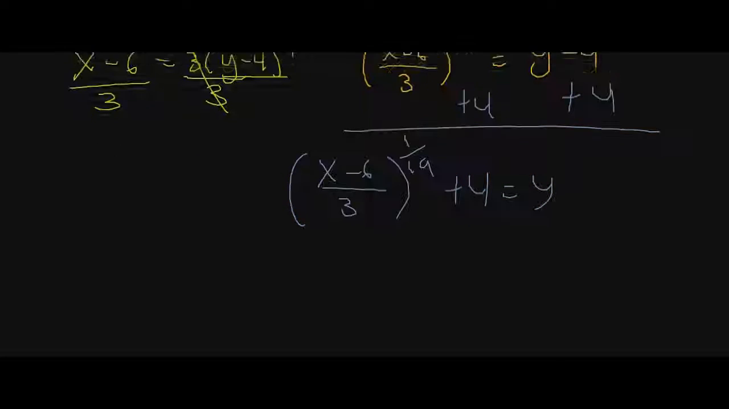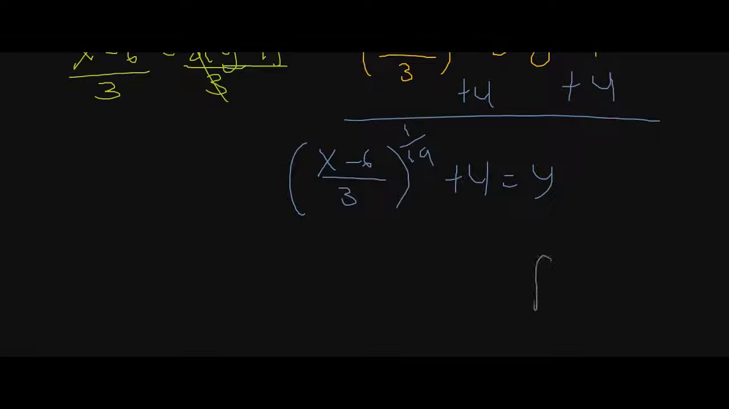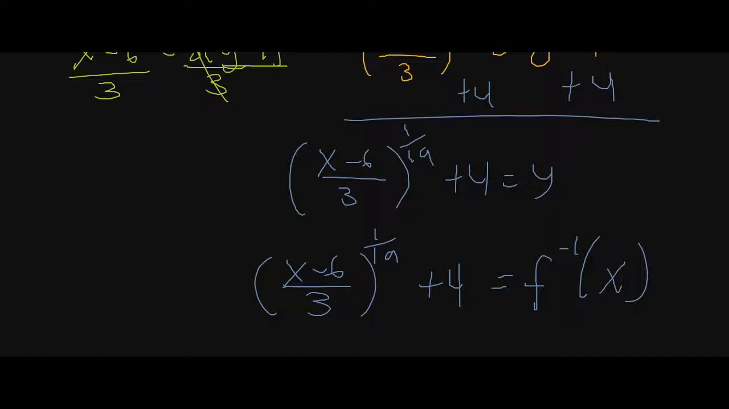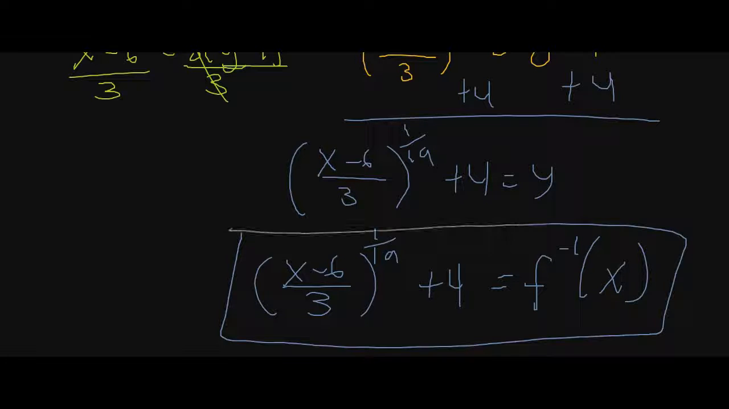But just like before, we rewrite this with our inverse notation: ((x minus 6) divided by 3) all raised to the 1 over 19 plus 4. Boom, we are done. We have found the inverse of our original function f of x.